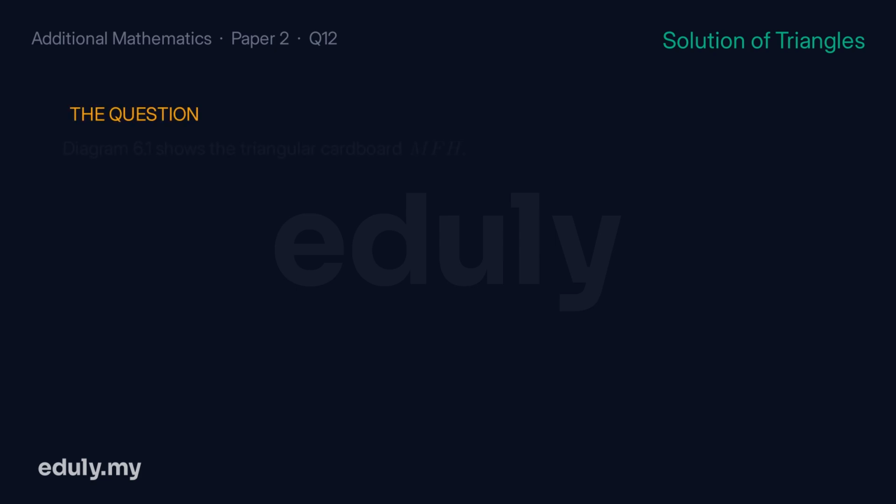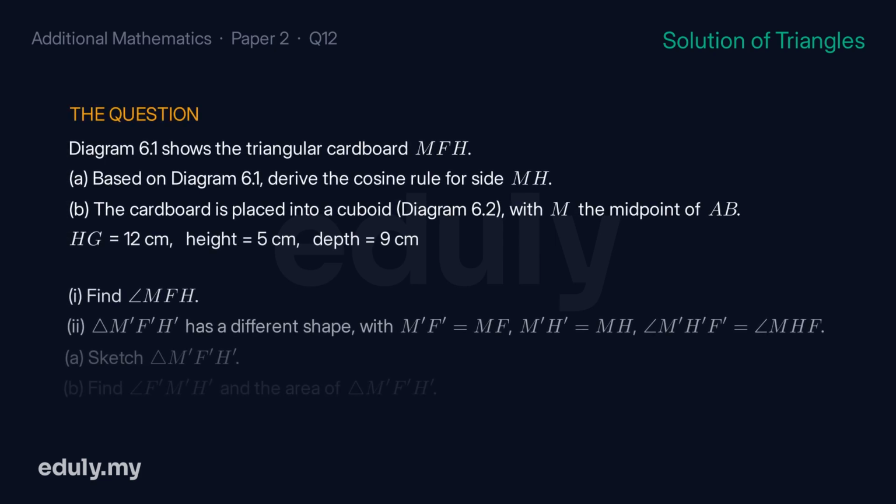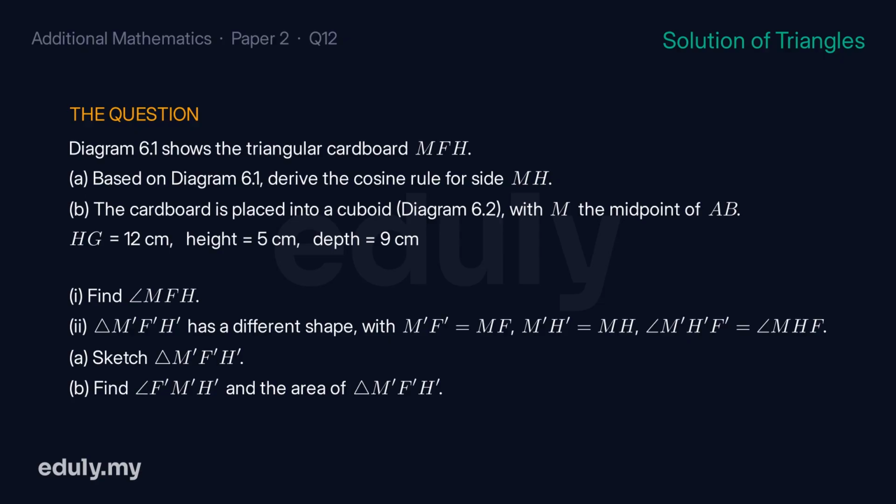Let's read the question. We have a triangular piece of cardboard, M, F, H. In part A, we derive the cosine rule for the side M, H. Then the cardboard is fitted snugly inside a box, and we use its measurements to find some angles and an area.